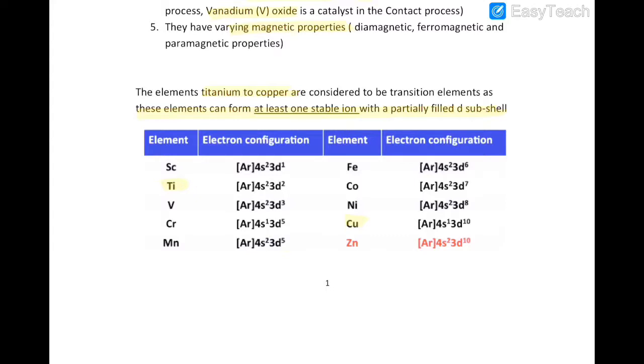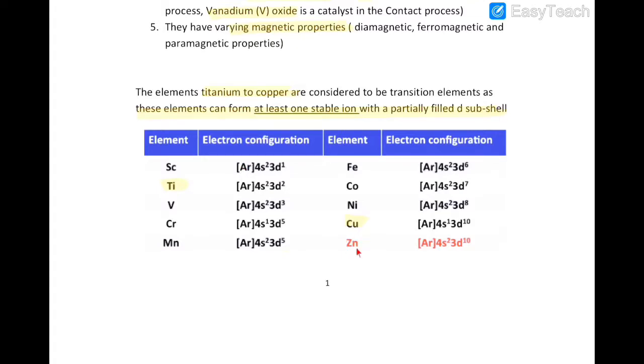But when we look at this criteria, scandium and zinc do not fall in. If scandium were forming Sc+ or Sc2+, it would lose electrons from the 4s subshell, which means that the d subshell will have one electron, but Sc2+ is unstable. So the ion that is formed by scandium is Sc3+. When Sc3+ is formed, it has no electrons in the 4s or the 3d. So it's just the electronic configuration of argon.